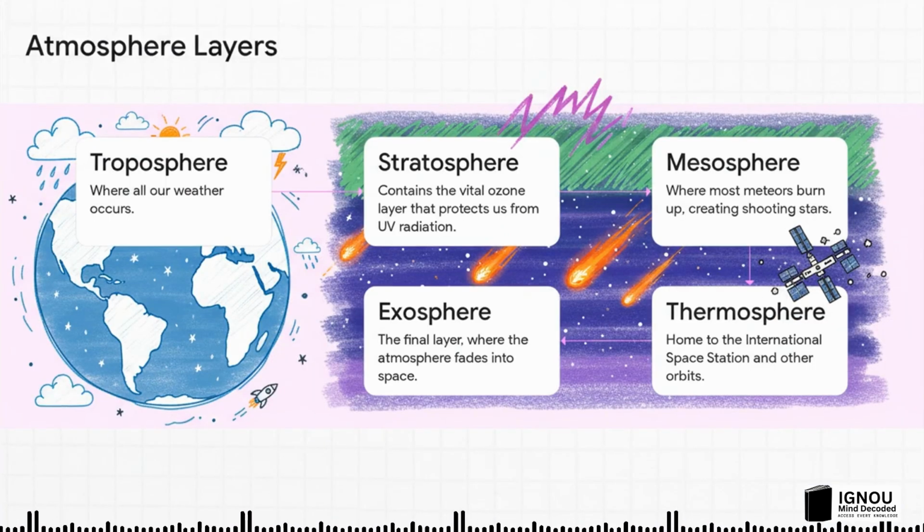Now, the atmosphere isn't just one big blob. It's structured in layers, kind of like a cake. Right down at the bottom is the troposphere. That's where all our weather happens. Go up a level and you're in the stratosphere, which has the super important ozone layer protecting us from the sun's UV rays. Next up is the mesosphere, where meteors burn up and make shooting stars. Then you have the thermosphere, where you'd find the International Space Station orbiting. And finally, way up top, is the exosphere, which is basically the edge of space.